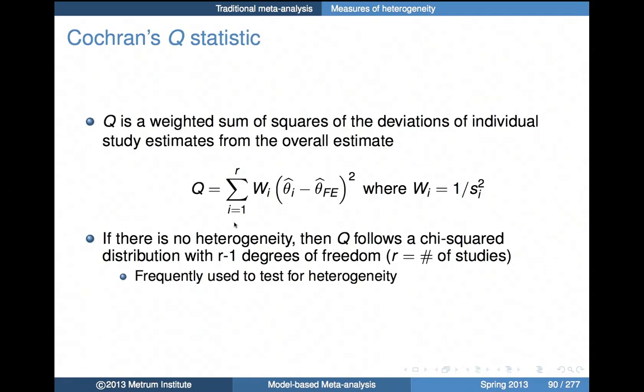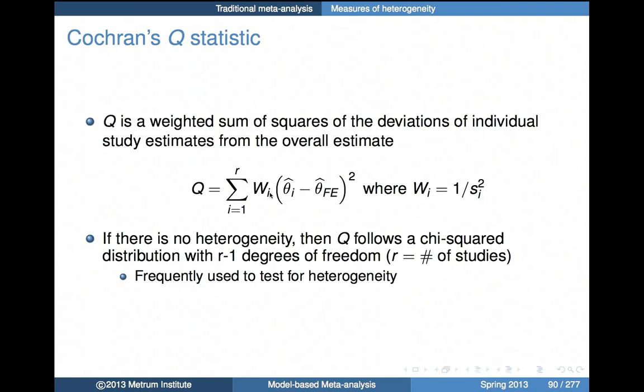So the Q statistic is simply a weighted sum of squares of the deviations of individual study estimates from the overall estimate. Mathematically, what we do is we take the observed theta hats, so these are, say, the differences from placebo. We subtract off our fixed effect estimator. We square those and then take a weighted sum of those, where the weights are those fixed effect estimator weights we used in the meta-analysis to begin with.